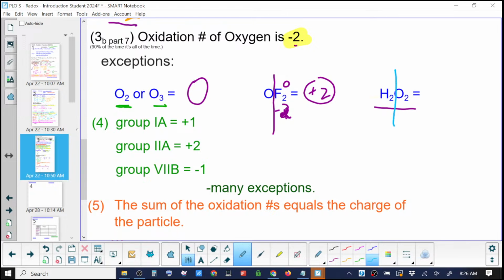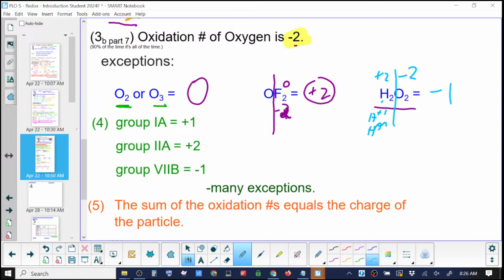We're trying to figure out what oxygen is. What is hydrogen in this case? +1. +2 for the whole thing because each hydrogen is +1. So we got +2 on this side. What must this side then be? -2. And if we have 2 oxygens, what must each oxygen be? -1. So oxygen in hydrogen peroxide is -1.